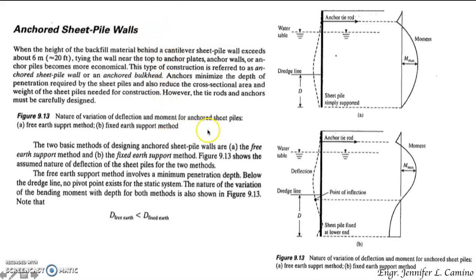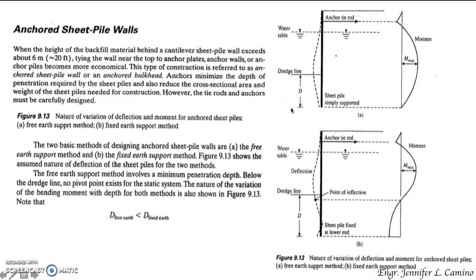When the height of the backfill material behind the cantilever sheet pile wall exceeds 6 meters or 20 feet, we are going to have an anchor. We're going to install an anchor tie rod to support it. This is the illustration for a sheet pile with an anchor tie rod. This type of construction is what we call an anchored sheet pile wall or an anchored bulkhead.